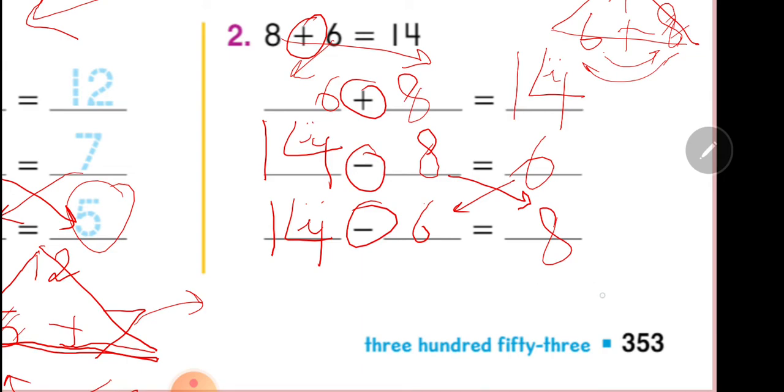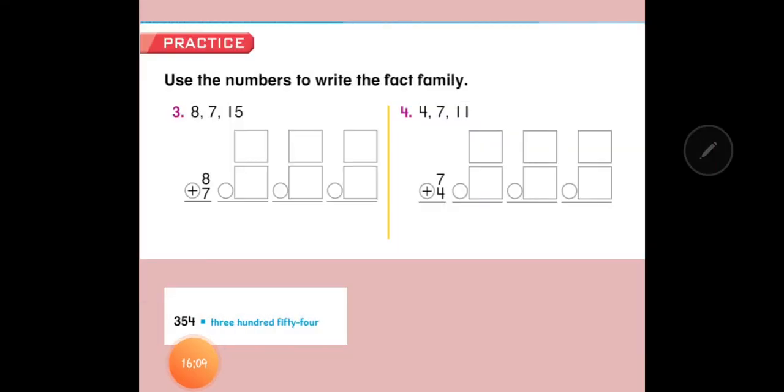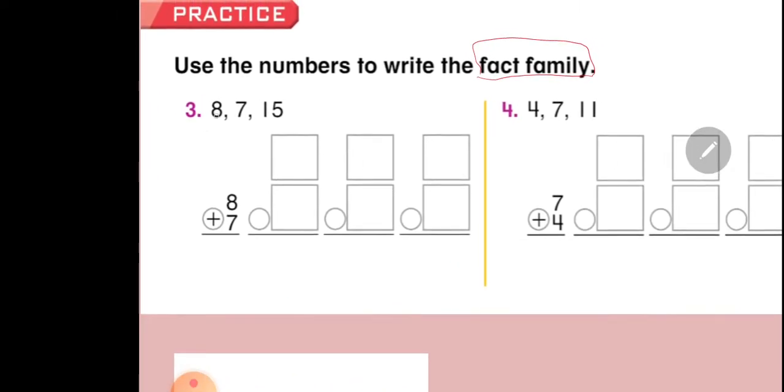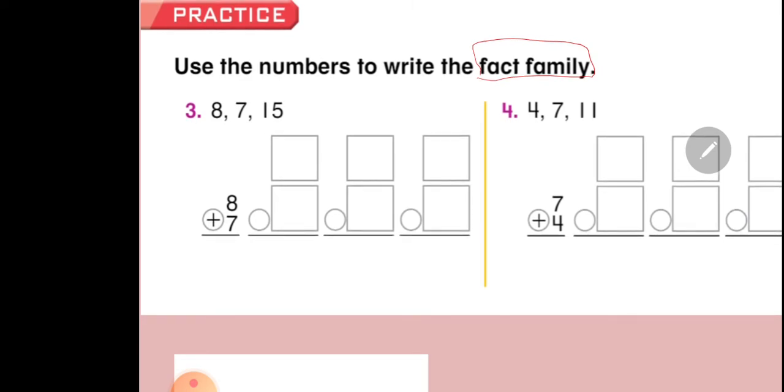354. Let's go to page 354 in your math book. Here we go. Now let's see. They say use numbers to write fact families. Again, how many numbers will I use? 3. Same numbers. Now in this case, they put it like this, and you will find the answer.